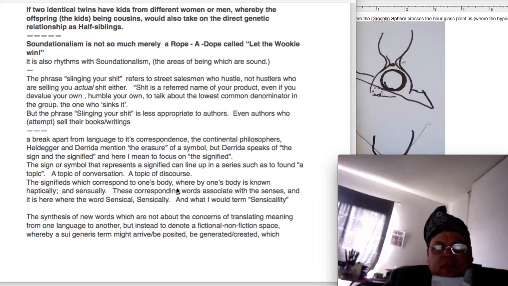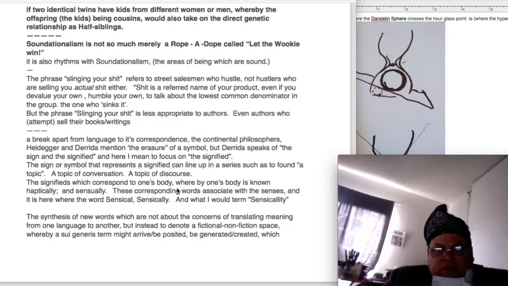Soundationalism is not so much merely a rope-a-dope called "Let the Wookiee Win." It also rhymes with soundationalism, the areas of being which are sound. The phrase "slinging your shit" refers to street salesmen who hustle, not hustlers who are selling you actual shit either.